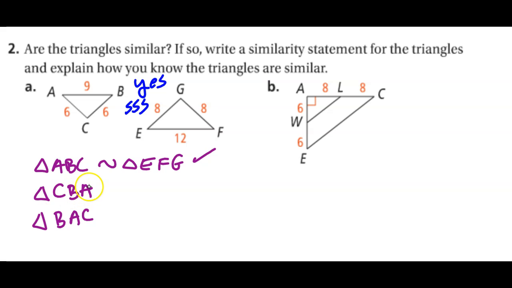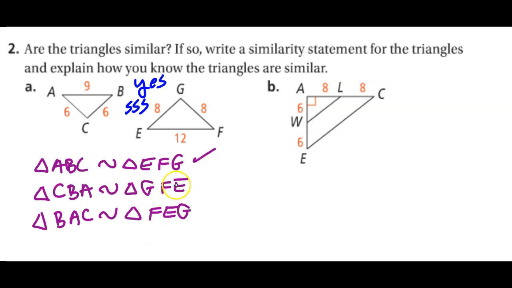If you name the first triangle CBA, then C corresponds to G. So G has to be listed first. And then we've got FE. So that works there. And then lastly, if you would have named it BAC, then you could have written it out as triangle FEG like this.